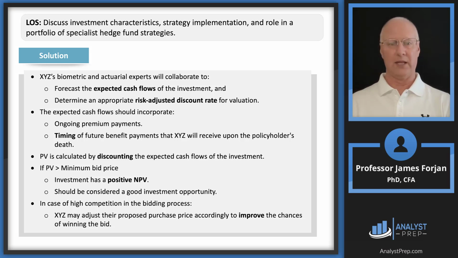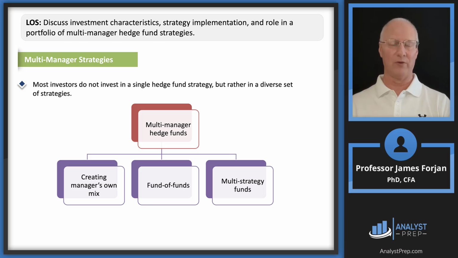So there we go. We calculate the present value of all of those cash flows, both positive and negative. And then if that present value is greater than the minimum price, well, then it's going to have a positive net present value. And you learned this back in level 1, of course. Now, notice that last bullet point. This is what I was saying just a moment ago. High competition in the bidding process. Wow, we may have to adjust our bid to improve our chances of winning the bid. But then, of course, there's that winner's curse if you actually win the bid.